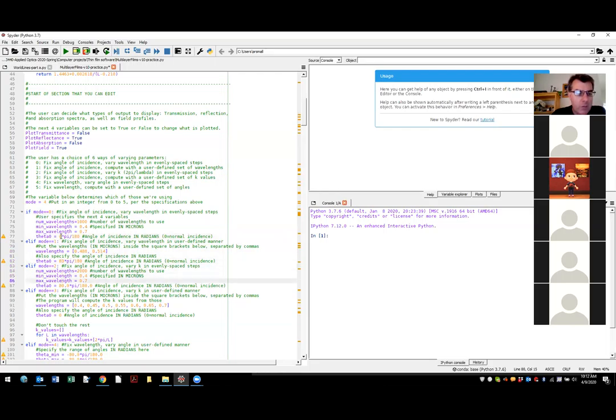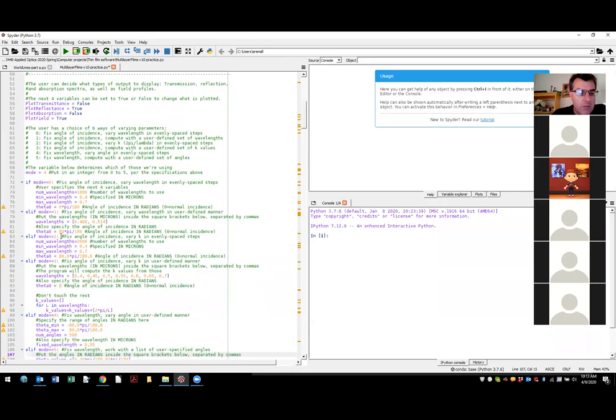Now, modes 2 and 3 would be very similar. You fix the angle of incidence and you vary K. All right? Now you still type in wavelengths, but then what it does is it plays with the K values. Now the subtle difference there is that K is 2 pi over lambda. So if your K values are evenly spaced, your lambda values won't quite be evenly spaced. They'll be almost evenly spaced, but not quite. All right? And there are certain types of experiments where you want your K values evenly spaced. So for those, I allow that. And then I also allow you to vary K in some user-defined manner.